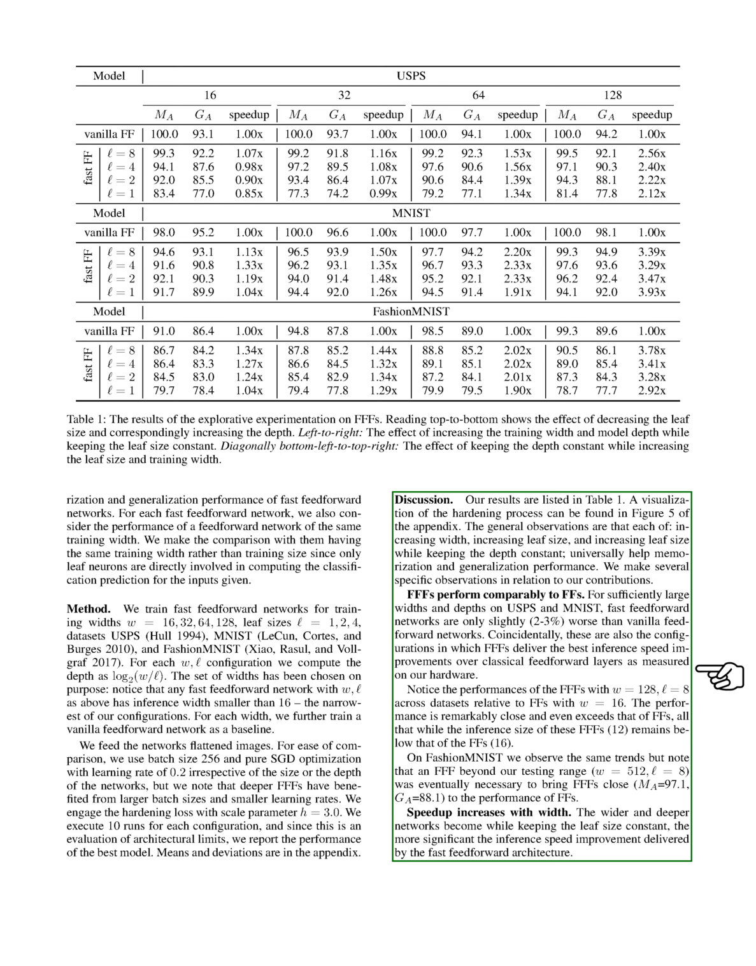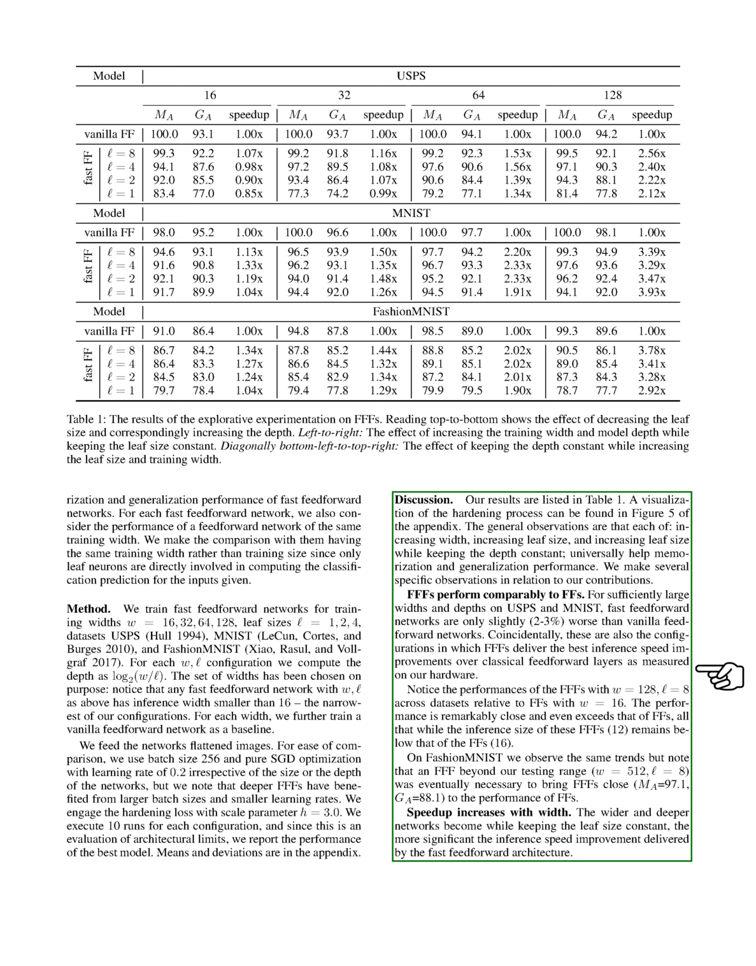Our results showed that increasing the width and leaf size while keeping the depth constant all improved memorization and generalization performance. Fast feedforward networks performed comparably to feedforward networks. For larger widths and depths on USPS and MNIST, fast feedforward networks were only slightly worse than vanilla feedforward networks. Interestingly, these were also the configurations where fast feedforward networks showed the most significant speed improvements.